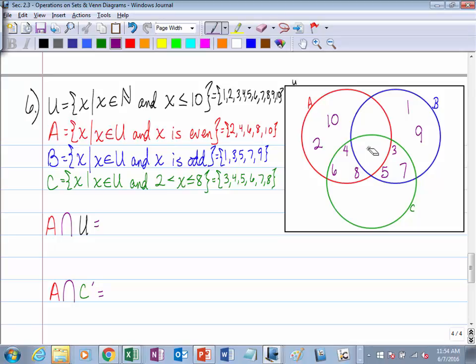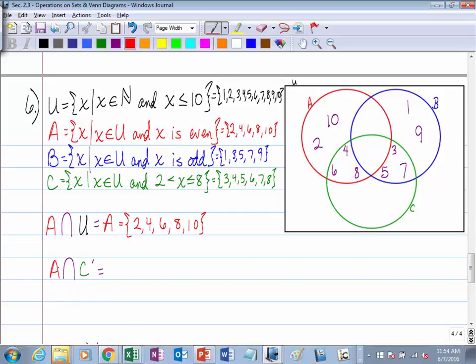All right, so A intersection with the universal set. That's just A. Or in other words, you could either just write A, or you could list what A is, or you could even write the set builder notation, I guess. So that's kind of easy.